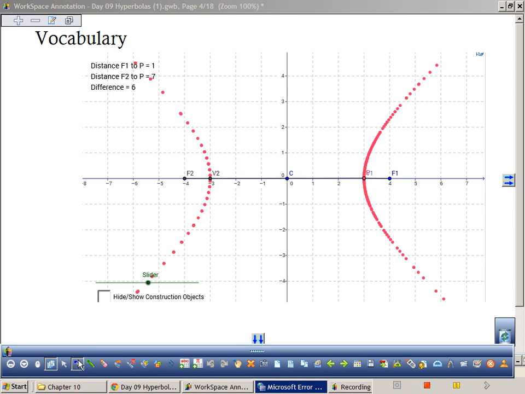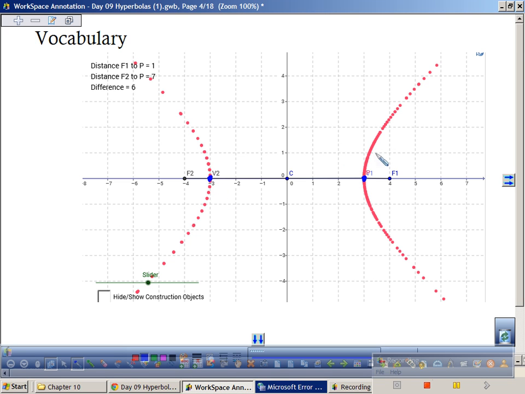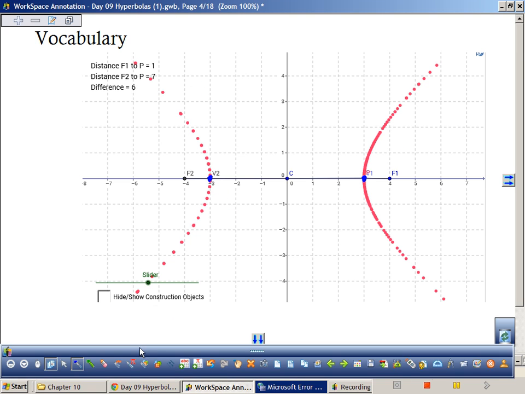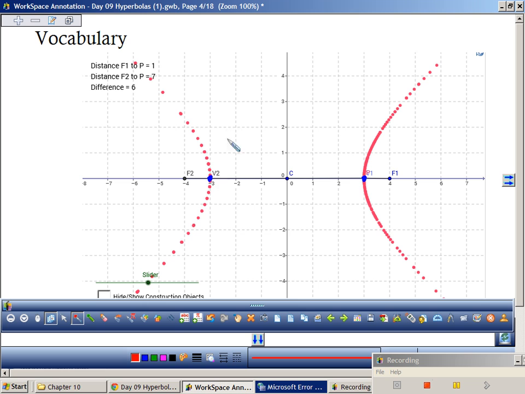Let's talk about some vocabulary here with hyperbolas. First of all, what do you think these are called? The vertex. Good. Or vertices. Let's actually make these red.